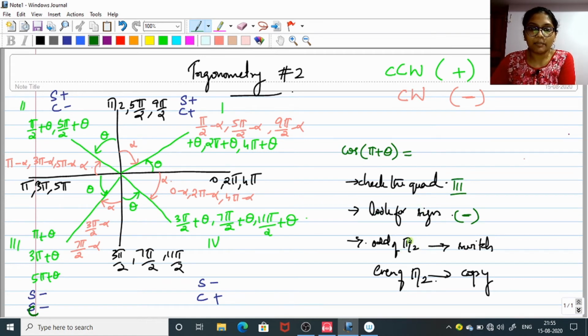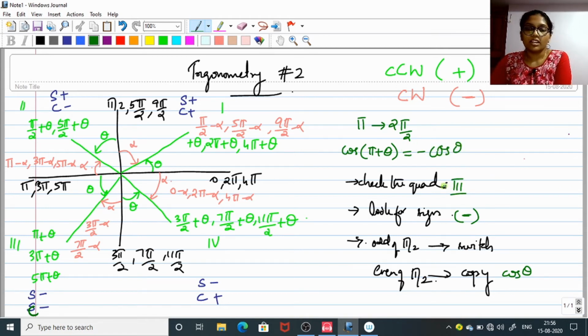And please check the number accompanying pi by 2. Here you cannot see pi by 2, but pi can be written as 2 into pi by 2, isn't it? Pi by 2 is now accompanied with an even number. So you have to copy down, which means cos is simply cos itself. So combining the negative sign and cos theta, cos pi plus theta is negative cos theta. In your textbooks, you would have seen many formulas to be learned by heart, like cos pi plus theta is equal to minus cos theta, cos 90 minus theta is sin theta, etc. But there is a simple story behind this. You just need to know the story.